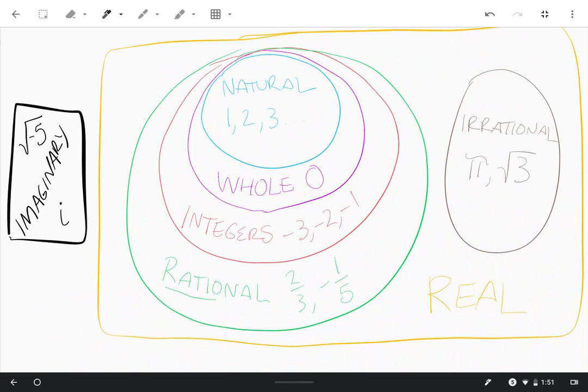But just to review, natural numbers are 1, 2, 3, 4, 5, and so on. Whole numbers are those numbers with 0 as well. Integers are all of those numbers with the negatives. Rational numbers are all of those numbers and anything that can be written as a fraction. Irrational numbers are numbers like pi and square roots that are not simplified. And then, of course, those fall under the real category, and then imaginary is anything that has a square root of a negative, or the i.